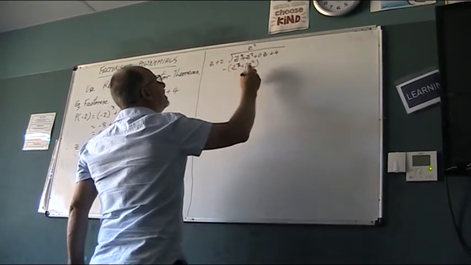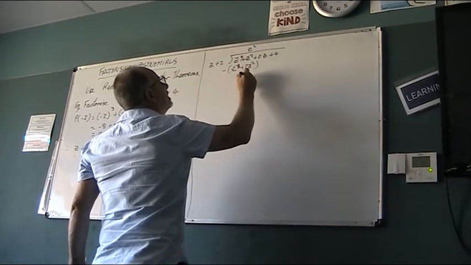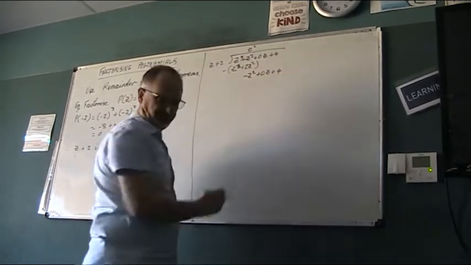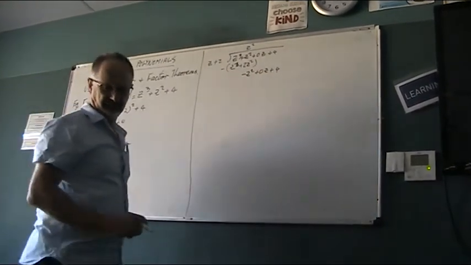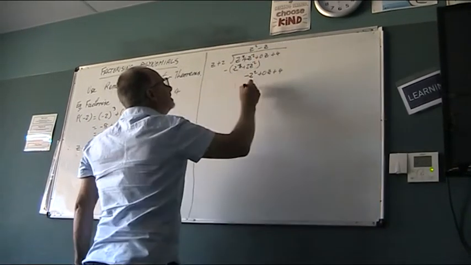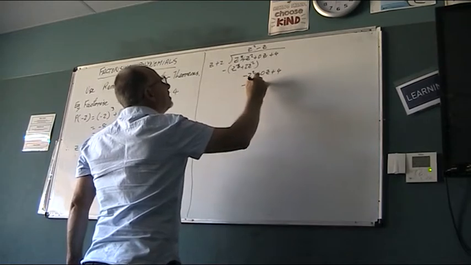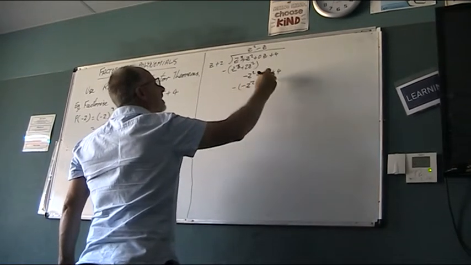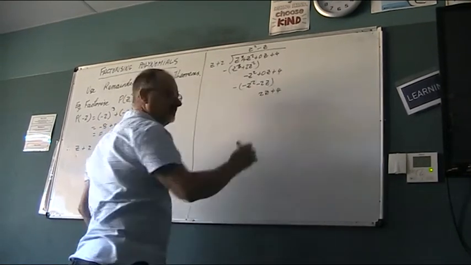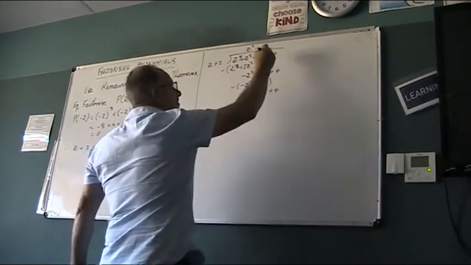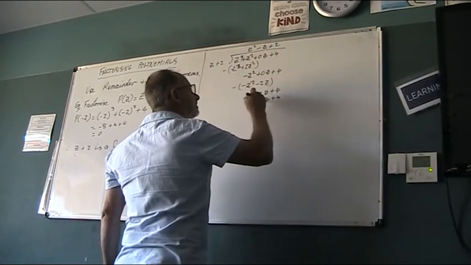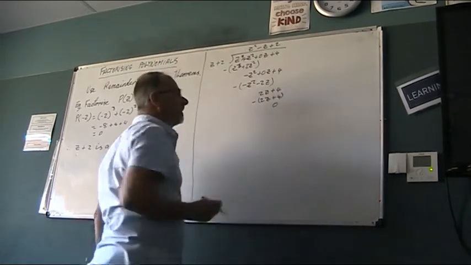Oops, z cubed to there, sorry. So minus z squared plus 0 lots of z plus 4. So minus z. Minus z squared minus 2z, got to take all that away. So it's 2z plus 4. And then plus 2 on the end. And then we're taking that away and we get 0 as we knew.